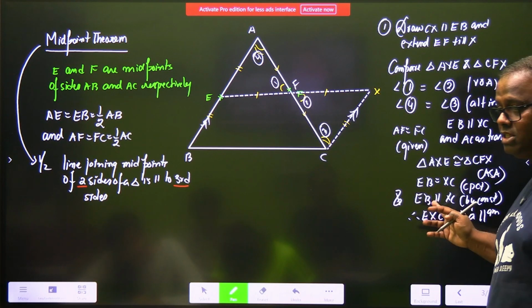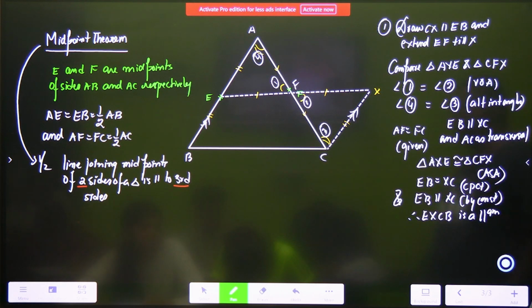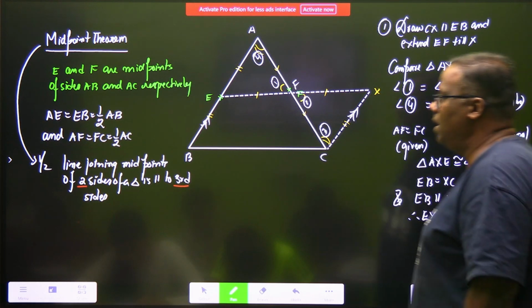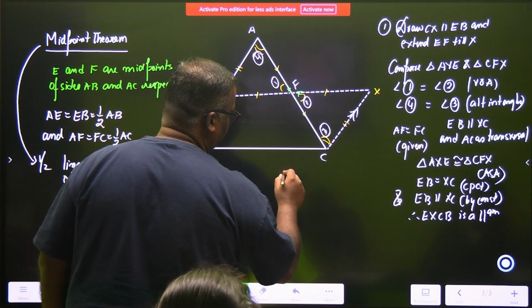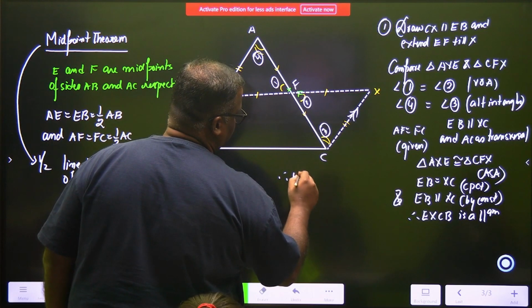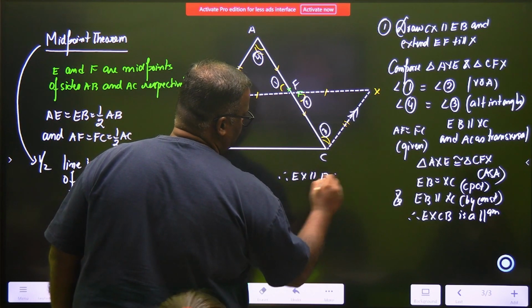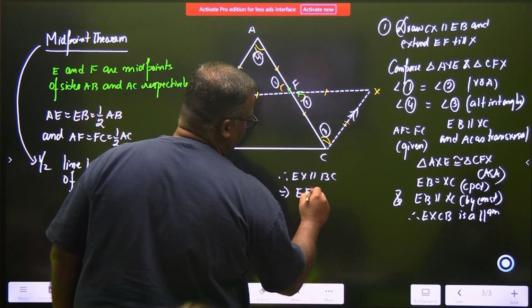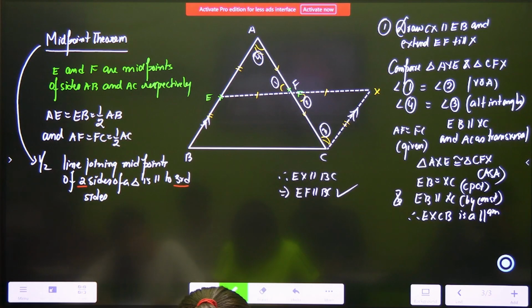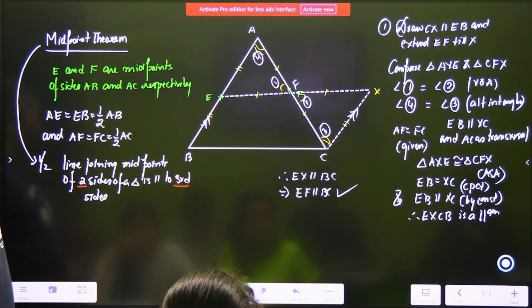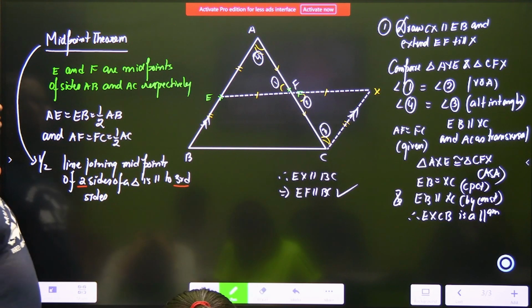One pair of opposite sides is equal and parallel. We have satisfied a sufficient criterion, so this is a parallelogram. Okay? If this is a parallelogram, therefore EX is parallel to BC, or EF is parallel to BC. Your first part is proved: that the line joining the midpoint of two sides of a triangle is parallel to the third side. This part of our proof is done. Now one more thing to prove is that EF is half of BC, and that is very easy.